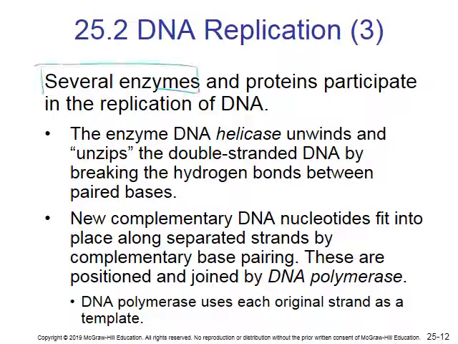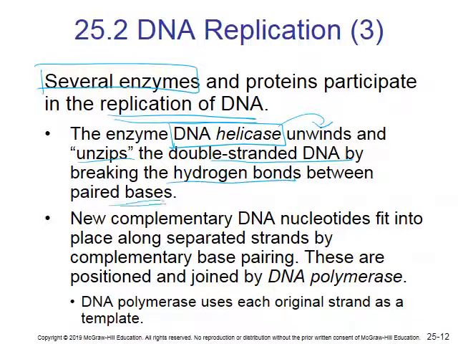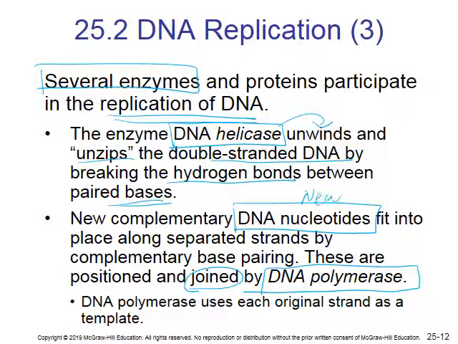There are several enzymes necessary for the replication of DNA. We have DNA helicase, which is going to unwind and unzip the double strand. Remember, breaking those hydrogen bonds between the nitrogenous base pairs. We also have DNA polymerase. DNA polymerase is going to join new DNA nucleotides. If we're copying, we're building that daughter strand. The DNA polymerase is what joins those new nucleotides to make up that daughter strand.